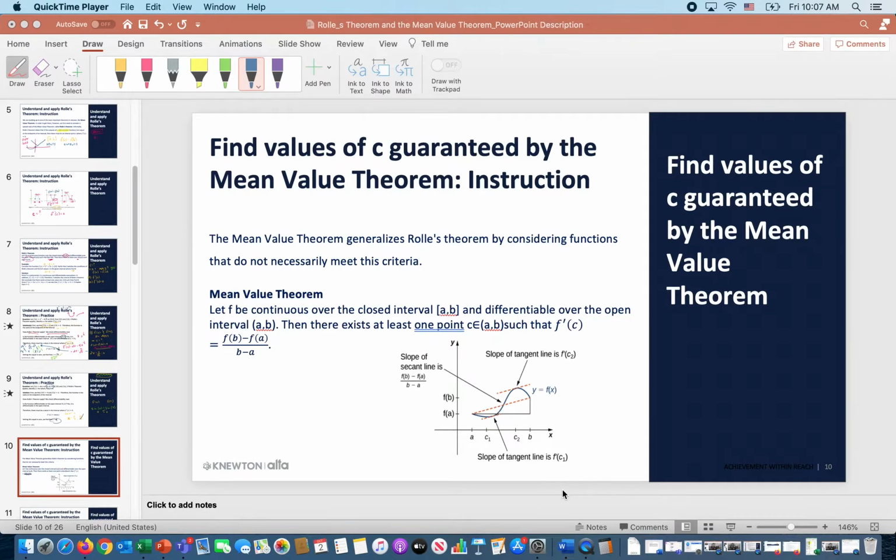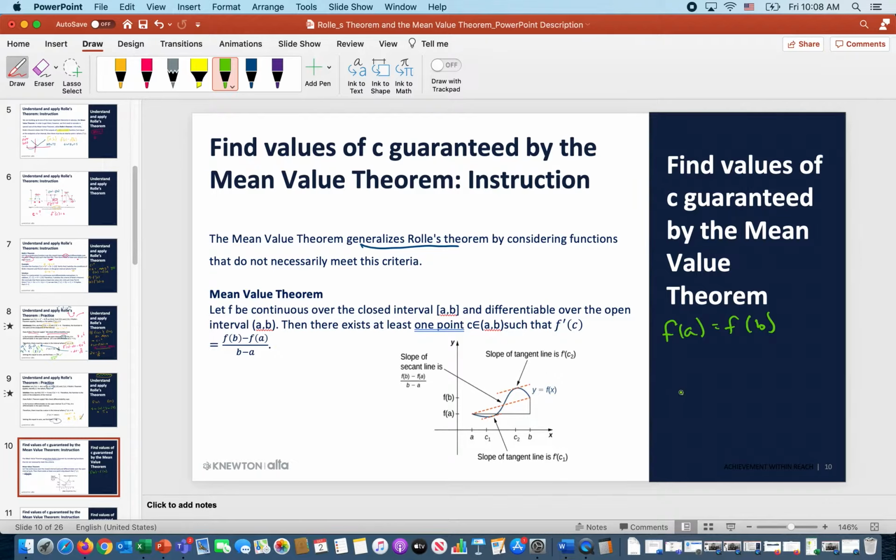So in the previous video, we talked about how Rolle's theorem was a special case of the mean value theorem. So the mean value theorem generalizes Rolle's theorem. In other words, it takes it and backs it up a step. One of the key components to Rolle's theorem was that f of a had to equal f of b. So what happens then if f of a doesn't equal f of b?